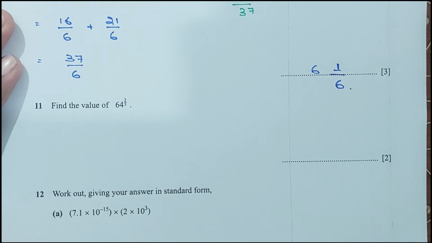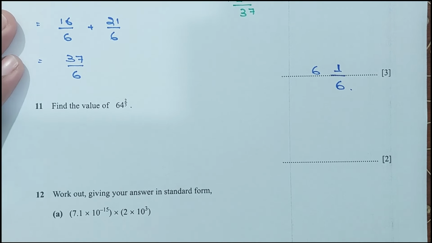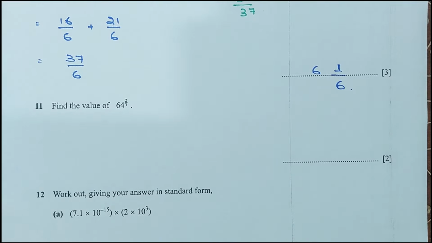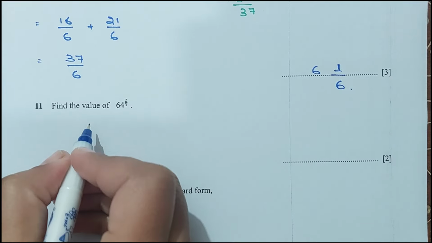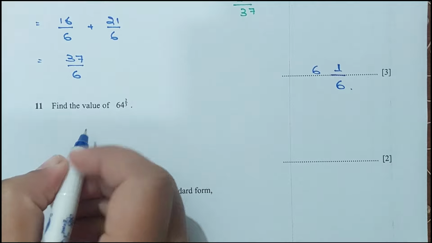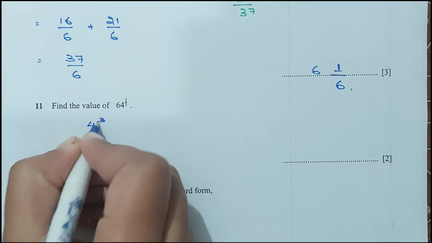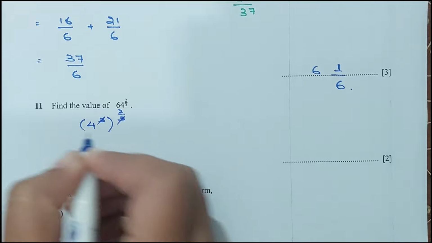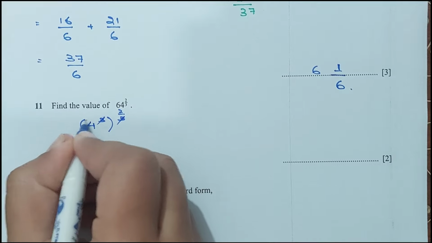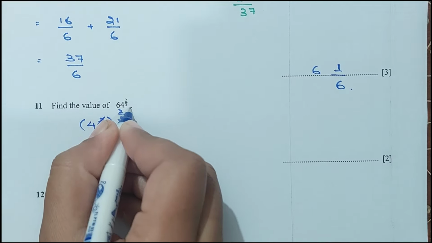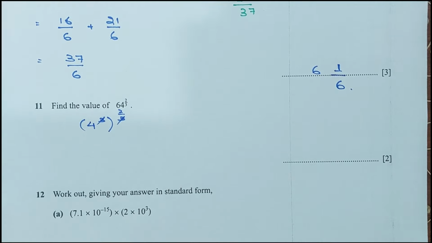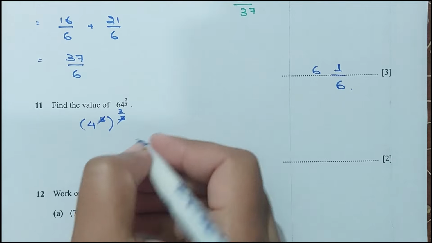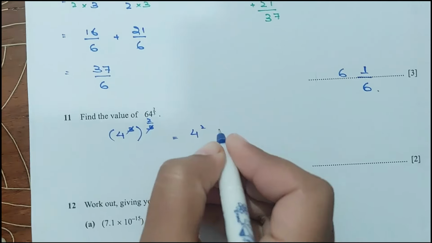Question number 11, find the value of 64 to the power 2 by 3. Okay, 64, so 8 times 8 is 64. 4 cubed is also 64. So to get rid of the 3, I have to choose 4. But if we have 2 in the denominator, we have to pick 8, because 8 squared is 64. So the powers are cancelled out. Now we have 4 squared, that is equal to 16.